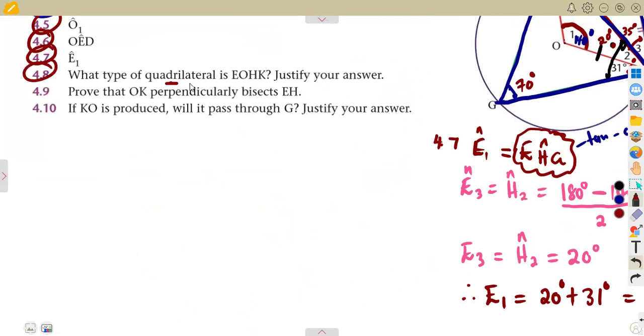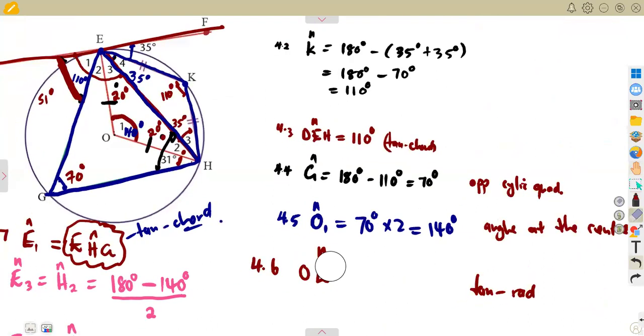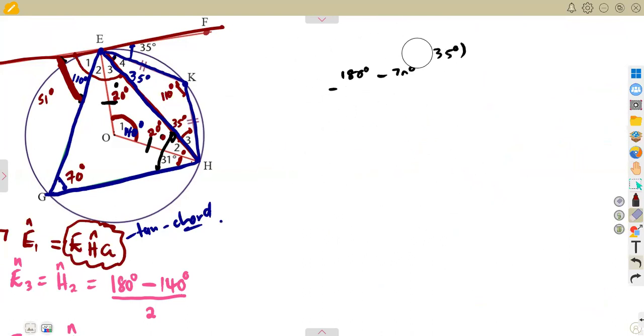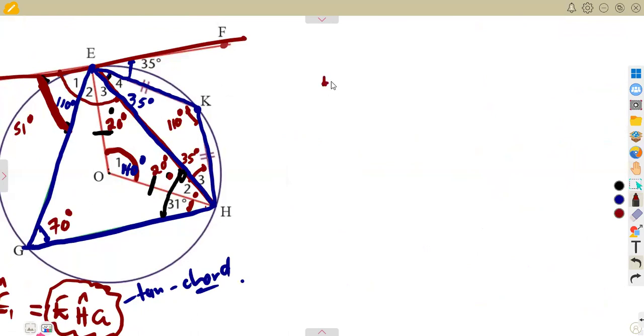4.8. What type of quadrilateral is EOHK? Justify your answer. All right. We have a quadrilateral, as we can see from our diagram. It's a quadrilateral, but we need to know the type of quadrilateral. What is it? Is it a parallelogram? Is it a kite? Is it a rhombus? What is it that we have? So the quadrilateral is given as EOHK. This is our quadrilateral from E to O to H to K. Then we go back to E like that. This is the quadrilateral that you're talking about.